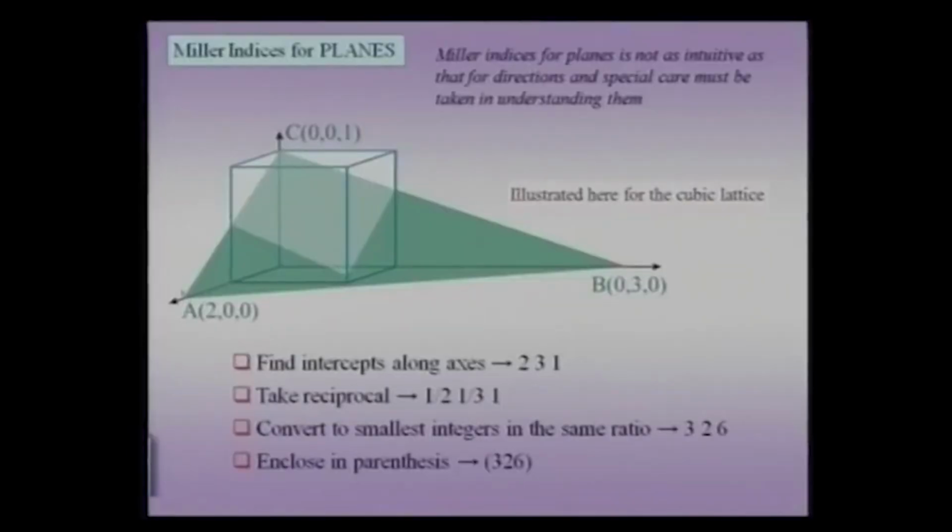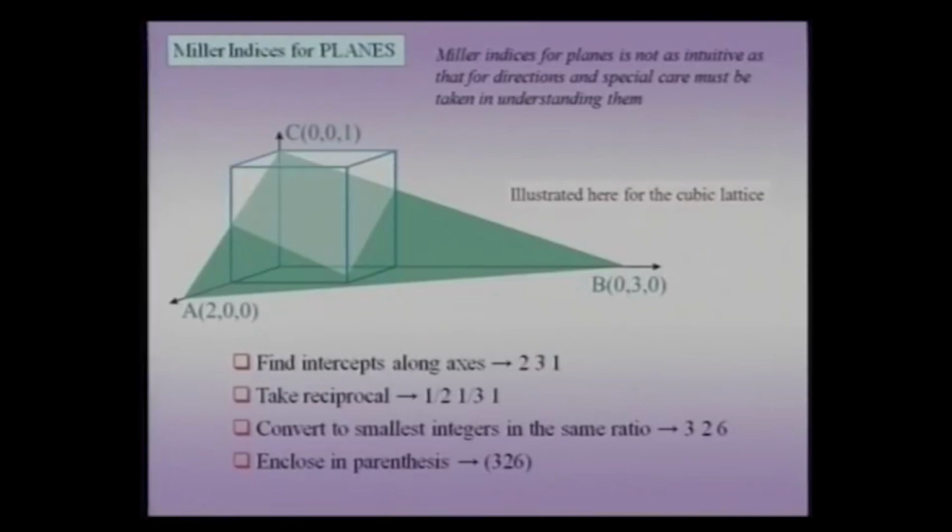So, let us take one arbitrary plane, and of course, this is a specific plane which passes through 3 points A, B and C in, for instance, a cubic lattice in this case. Now, the A point has coordinates 2, 0, 0, B point has 0, 3, 0 and the C has 0, 0, 1. I want to find the Miller indices for this plane. So, first thing I write down the intercepts along the axes, which is nothing but 2, 3 and 1.